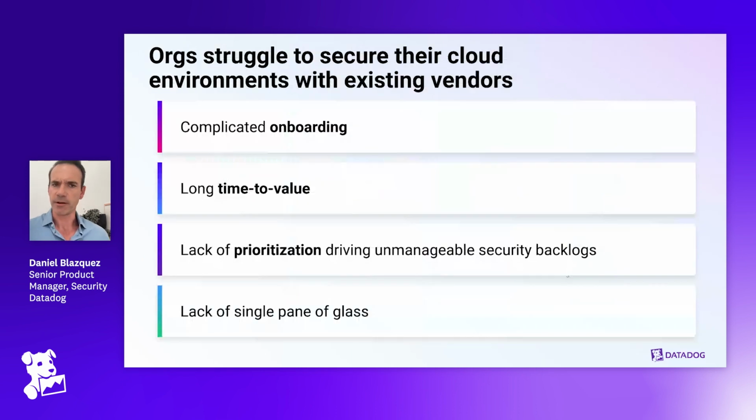Okay, so it's a complex problem. But why is the security industry failing to help cloud native companies secure their deployments? Well, we see a few reasons. First, most tools have complicated onboarding processes. Some of them require agents, others new dashboards and workflows. After onboarding, we also see that teams need to wait a long time before seeing tangible value.